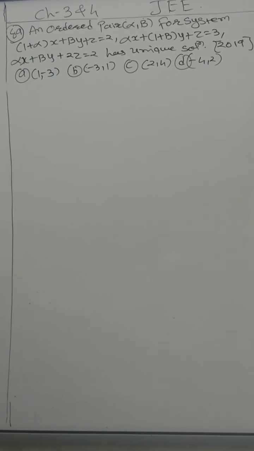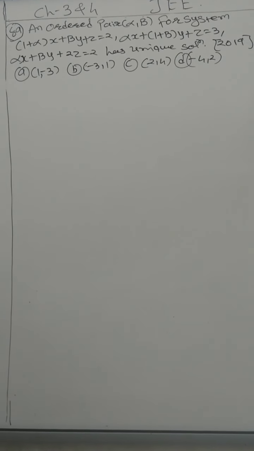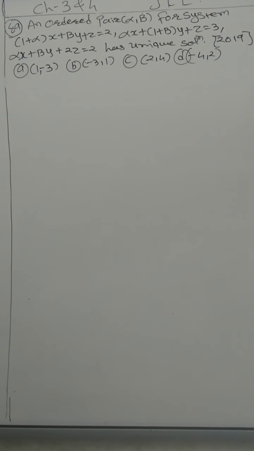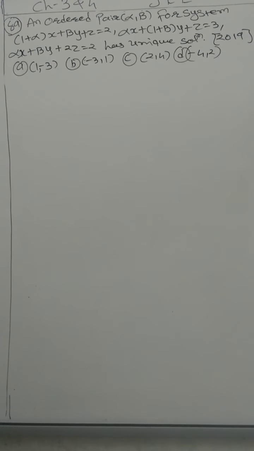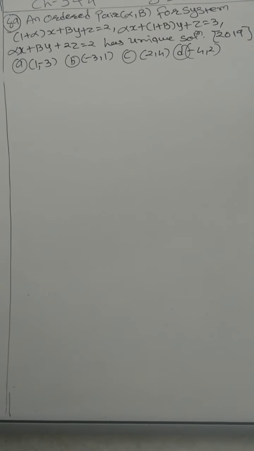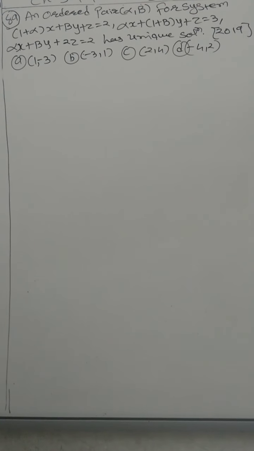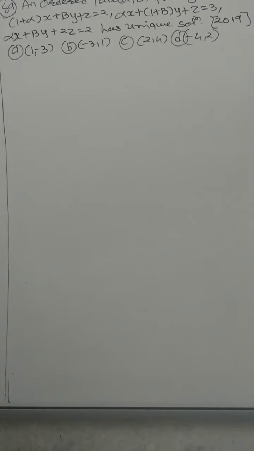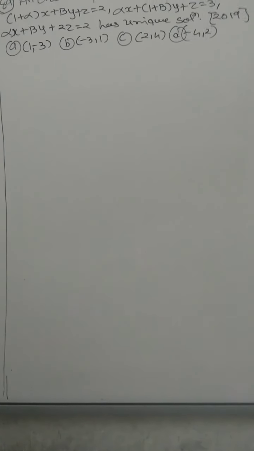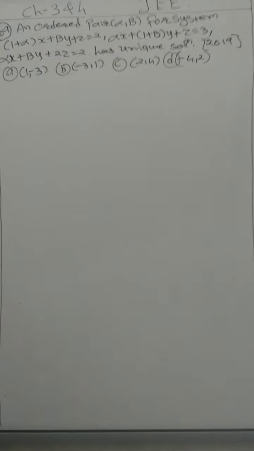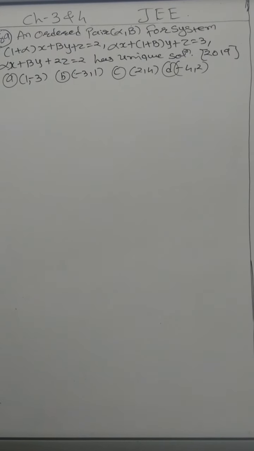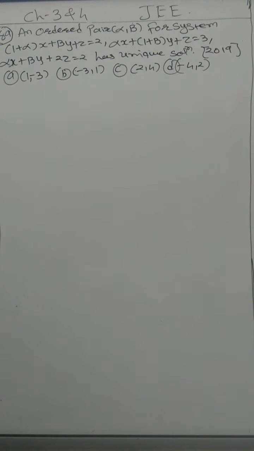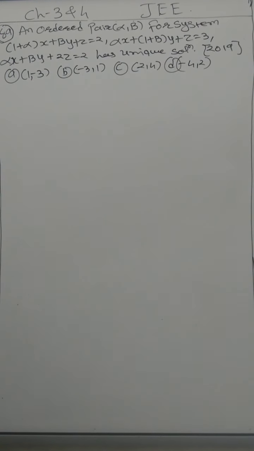89. An ordered pair alpha and beta for which the system 1 plus alpha x plus beta y plus z equal to 2, alpha x plus 1 plus beta y plus z equal to 3, alpha x plus beta y plus 2z equal to 2 has a unique solution. This was asked in 2019, and the answers are also given there. Okay, so we just try to solve it. Now first of all, here it is given that the system has a unique solution.